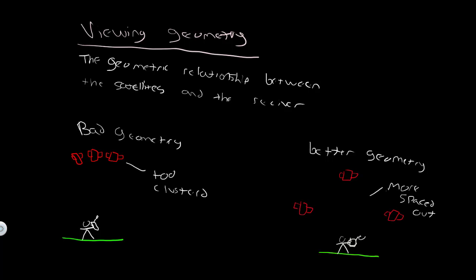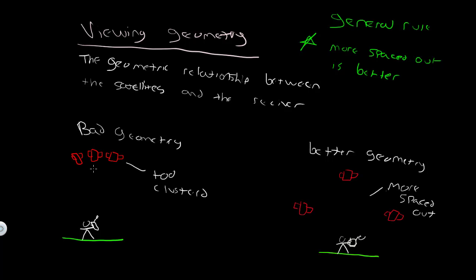And as a general rule, and I'm going to write this in green, I'm going to star it here: general rule, more spaced out is better. You want to have your satellites with more different angles relative to the receiver to be able to give you a better viewing geometry to give you more accurate results. That's why I said this was better, because they're more spaced out. This was worse because they're more clustered.